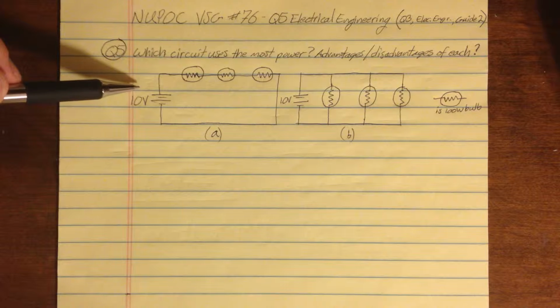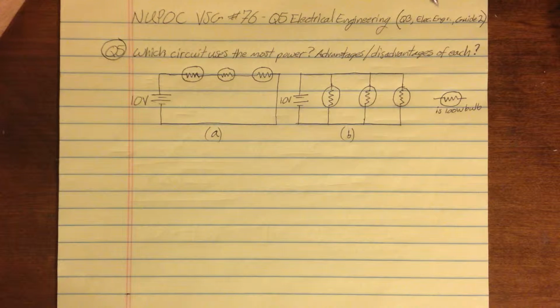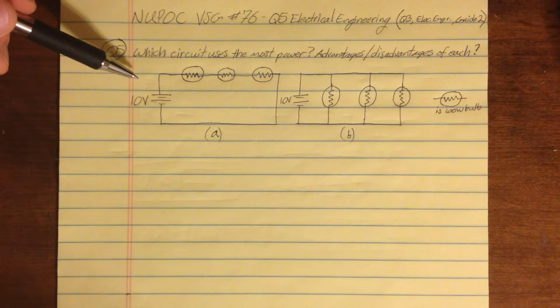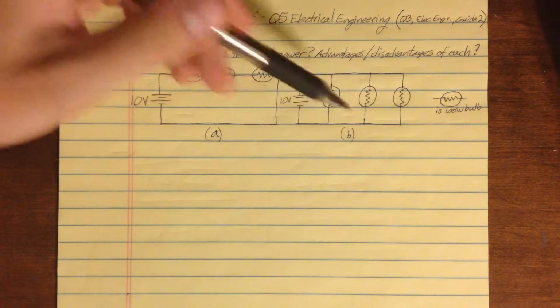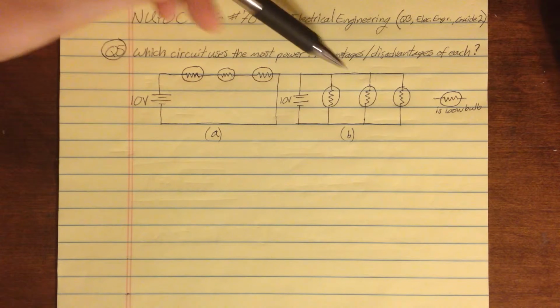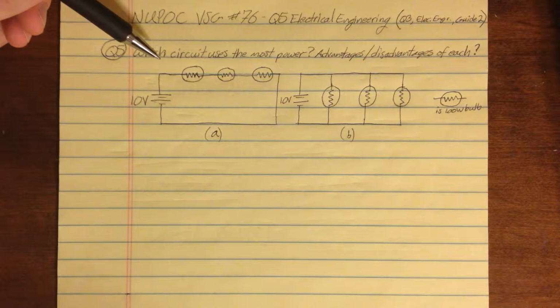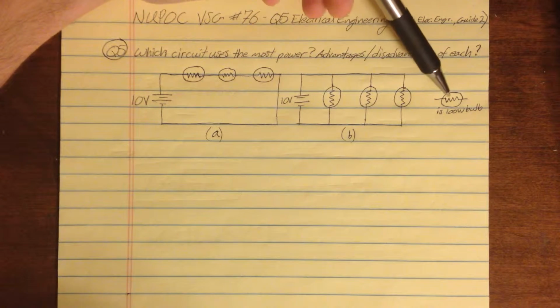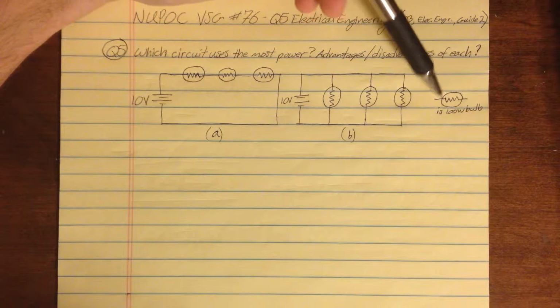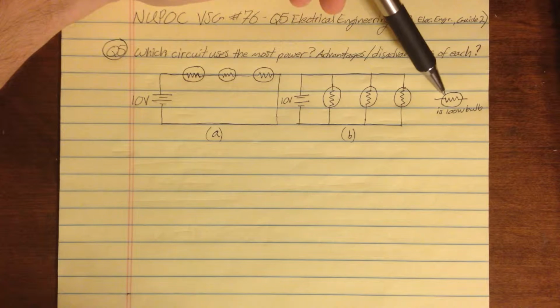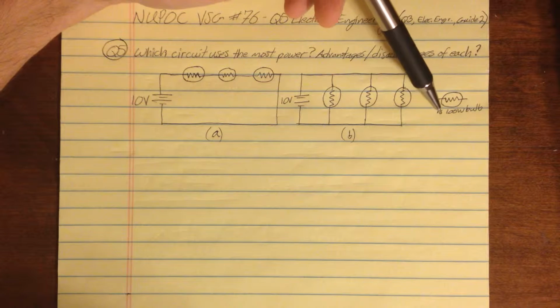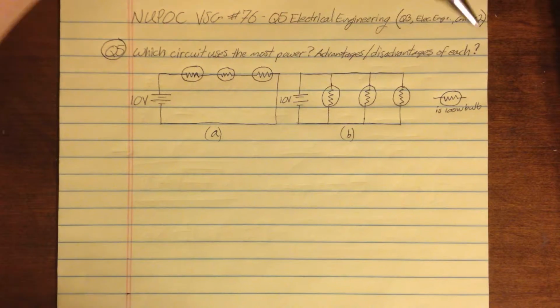Alright, so this is actually question 3 in the electrical engineering section of the second Navy study guide. What it's asking is for you to look at these two circuits, circuit A and circuit B, and decide which one uses more power, and then also discuss the advantages and disadvantages of each. They've defined this symbol, this resistor with a circle around it, right? This little squiggly thing is a resistor, as a 100-watt bulb, okay?